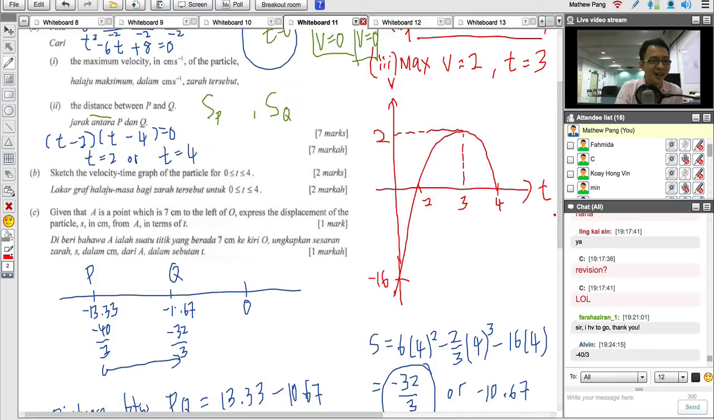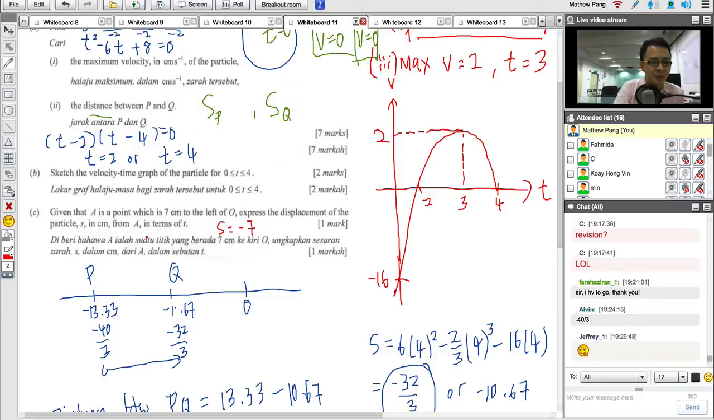What they're trying to say is, given that A is a point 7 centimeter to the left, that means S is negative 7 because it is on the left side. Express the displacement S in centimeter in terms of t. I think just substitute this into the S equation.